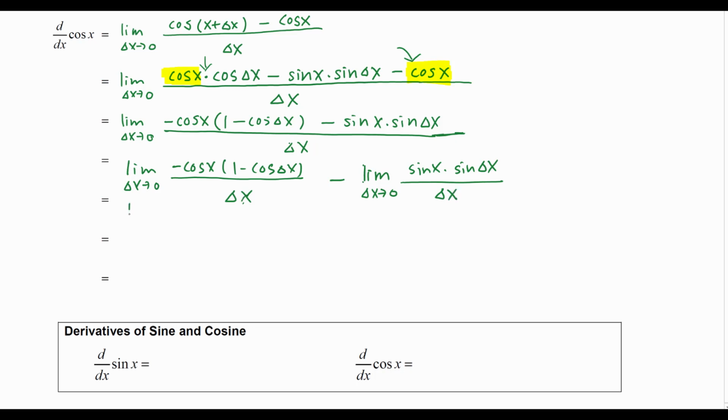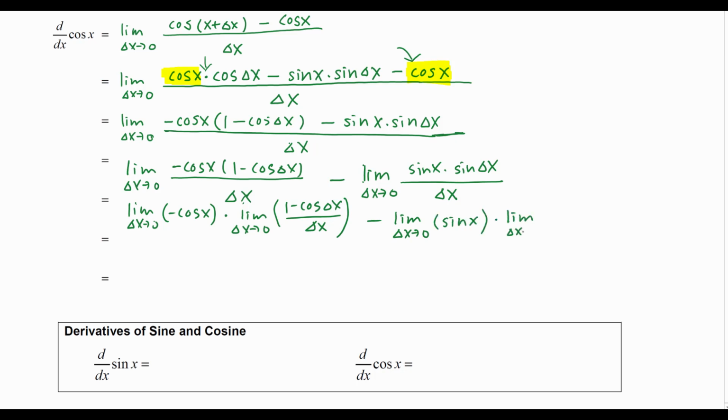So you have the limit as delta x approaches 0 of negative cosine x times the limit as delta x approaches 0 of 1 minus cosine delta x over delta x, minus the limit as delta x approaches 0 of sine x times the limit as delta x approaches 0 of sine delta x over delta x.